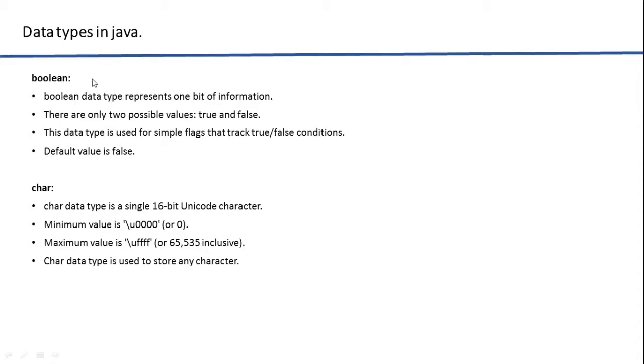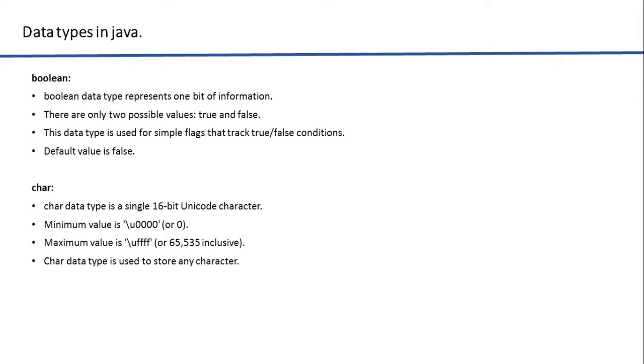The next data type is boolean. This boolean data type represents one bit of information, and the possible values for this data type are true and false. The default value of this data type is false. Boolean data type is not precise. I will make a dedicated video to explain the size of this boolean data type. I will add that video URL into YouTube's description. You can refer to that for more information.